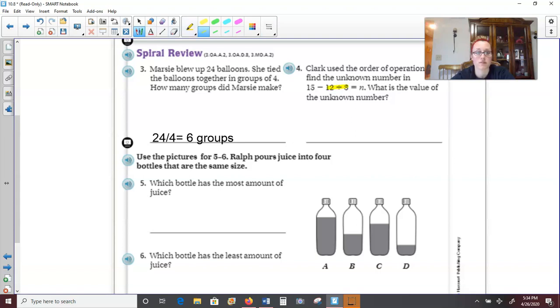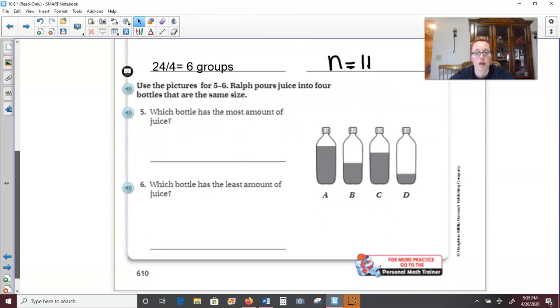And what does 12 divided by 3 equal? 12 divided by 3 equals 4. And so then we do 15 minus 4, and that will equal n. And 15 minus 4 equals 11. Okay? All right, so we need to use the pictures of the bottles here to answer number 5 and 6.